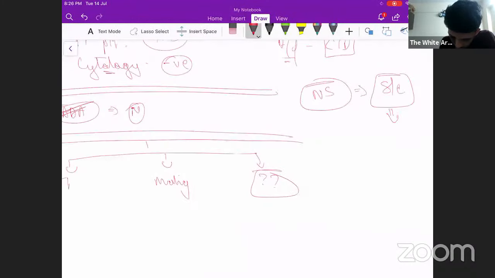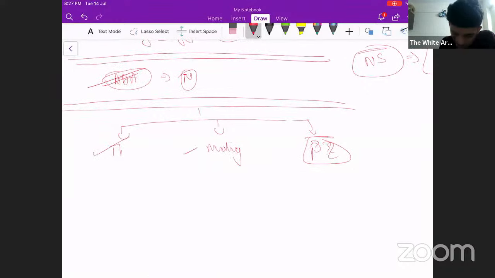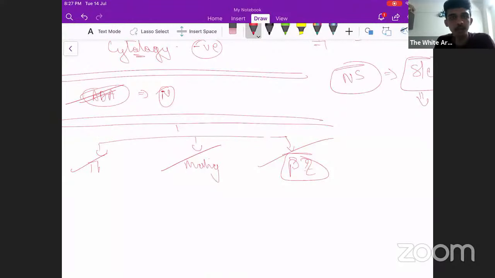So what is important is three very misguiding things: one is TB can escape, malignancy can escape, and pulmonary embolism can escape the diagnosis. So our case was a case of pulmonary embolism.